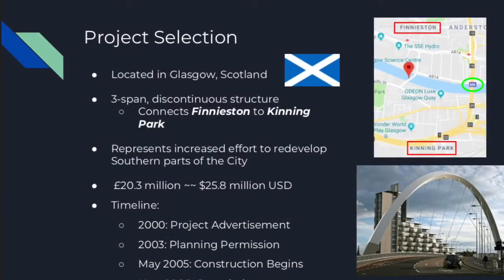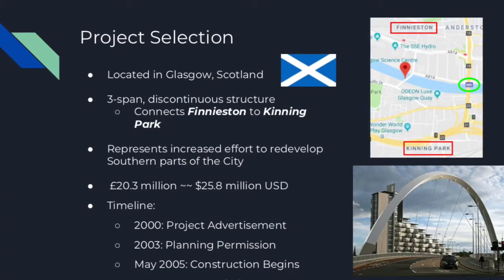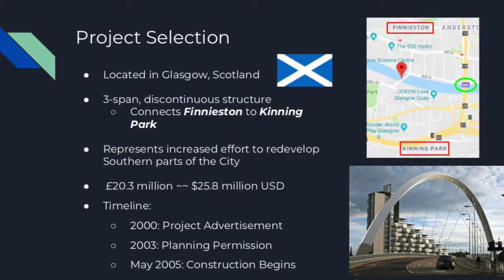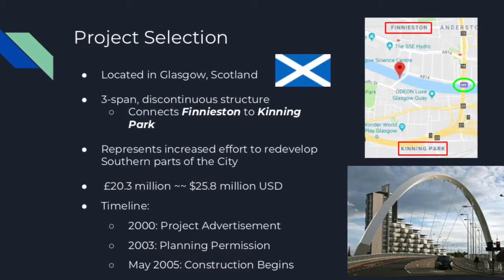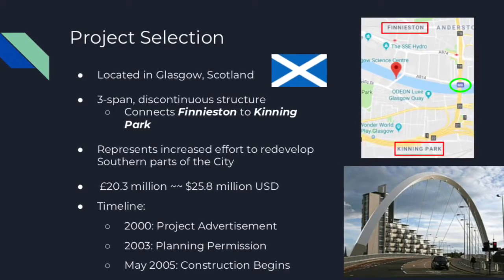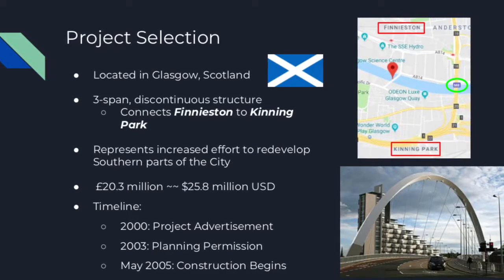Moving on to the selection process and a couple general facts. Firstly, the Clyde Arc is located in Glasgow, Scotland, and is a three-span discontinuous structure connecting Finnieston to Kinning Park. It is important to note that the structure is located less than half a mile away from the M8, which is Scotland's busiest highway, leading to an ADT of over 6,000.